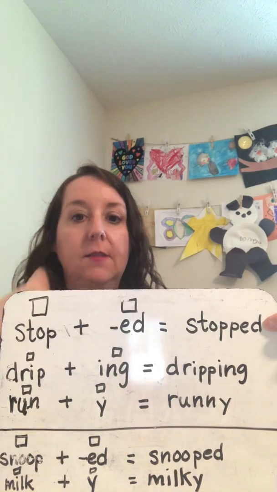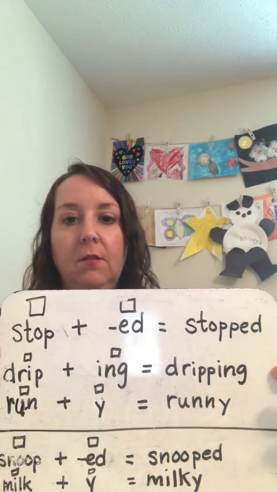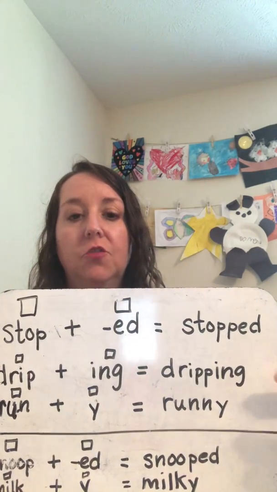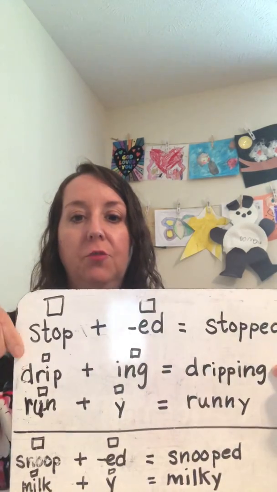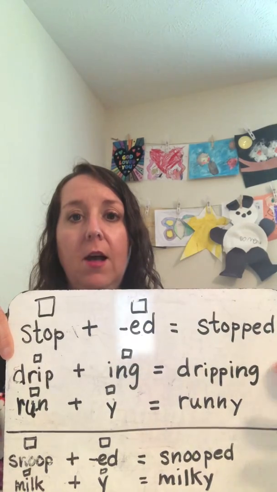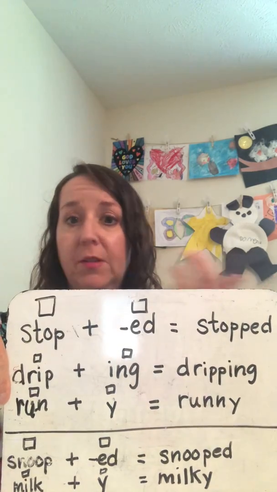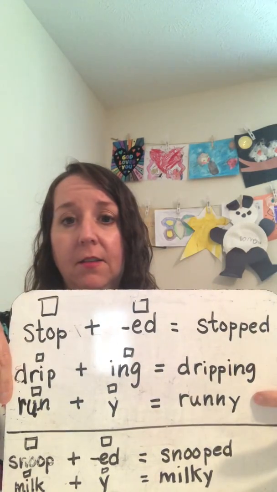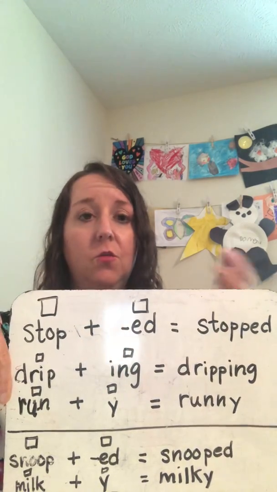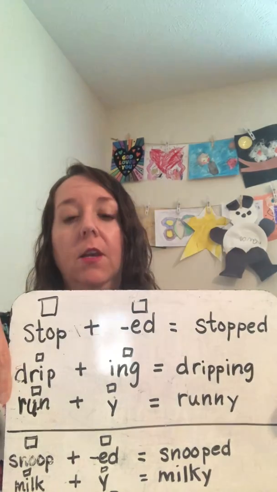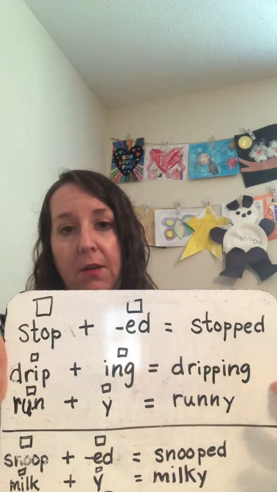He stopped his bike. Here we have drip, and we changed it into dripping. The faucet is drip, or the faucet is dripping. Okay, if we want to make it present tense, there's a drip in our faucet, or it's dripping right now. Turn it off. And the next one, runny. Run by itself means something totally different than runny, doesn't it? If I told you to run as fast as you can, that is not the same thing as you having a runny nose, right? So it changes the meaning. A suffix is something that we add to a word that changes the meaning of the word.